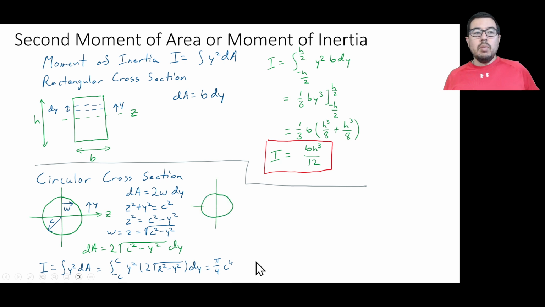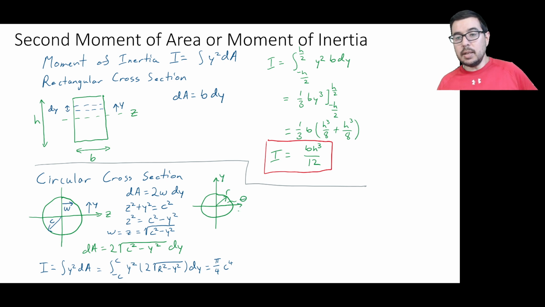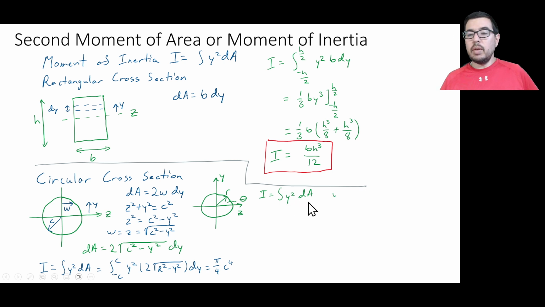Now, another way to look at this calculation is to put our circular cross section in polar coordinates. And again, we're trying to calculate I equal to the integral of y squared dA. And we have y equals r sine theta in this case. And so then dA, if you remember from your calculus or multivariable calculus, in polar coordinates can be r d theta.